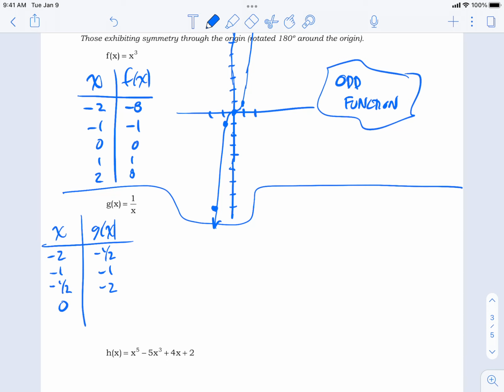Now if you plug in 0, you're going to have a division by 0. That's called a vertical asymptote. And actually, we're going to see asymptotes officially in the lecture after this one, I believe. But if you plug in a 1/2, you're going to get a positive 2. And if you plug in a 1, 1. And if you plug in a 2, you're going to get a 1/2. Here's what this thing looks like.